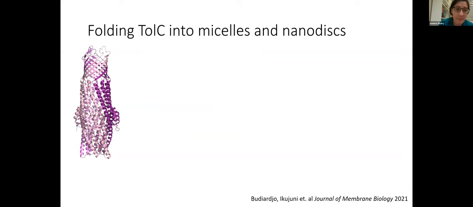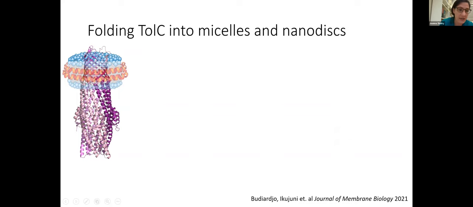And Jimmy and Paul in my lab thought that was annoying, and so they figured out a way to fold it in vitro, which hadn't been done before. But the thing about it is that this TolC here, it's a trimer. So each strand, each chain is a different color, purple. You can see it better here maybe.